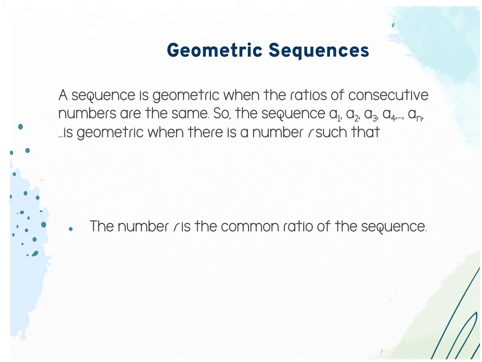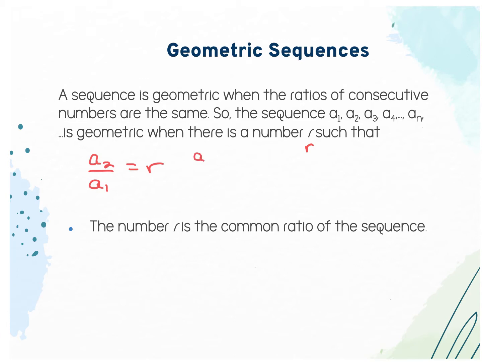So the sequence a sub 1, a sub 2, a sub 3, a sub 4, and so on is geometric when there's a number r such that when I take the ratios, for example, the second term divided by the first term, it will give me the common ratio, or I could choose any.